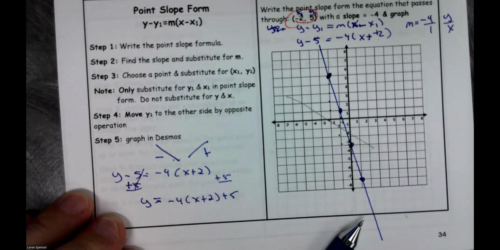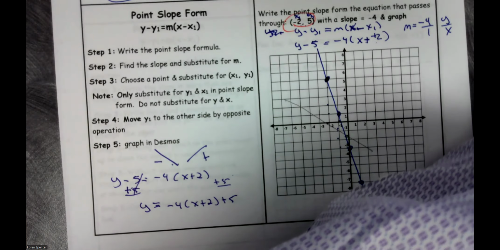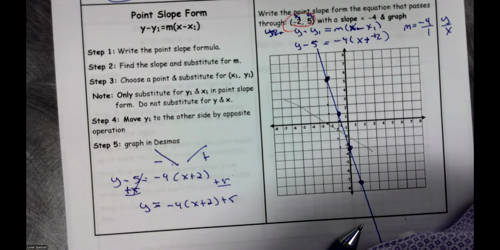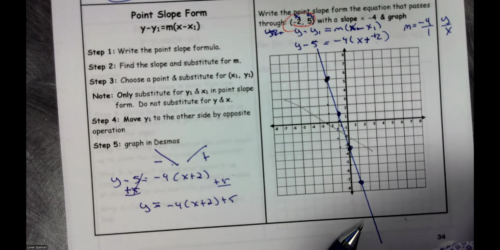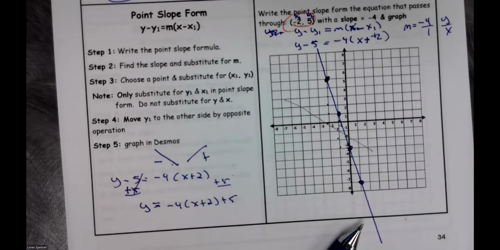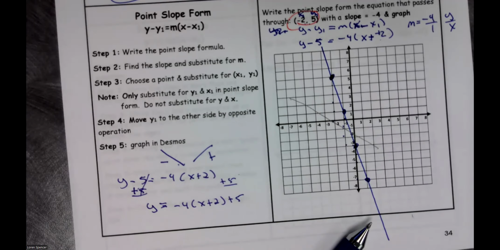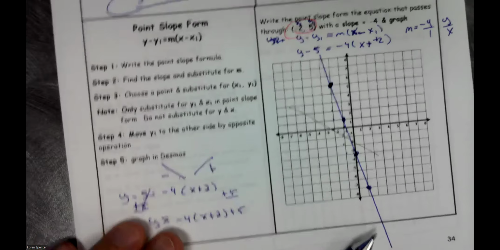So we have y equals -4 parentheses x plus 2 plus 5. And sure enough, we get a graph that looks pretty much like the one we drew. So it looks like we probably did it right. And you know what? I'm not sharing that here. There we go. So there, I typed in y equals -4 parentheses x plus 2 plus 5, and I got a graph that looks a lot like the one we just drew on our own paper. All right, we're going to stop the share and continue on to the next page.